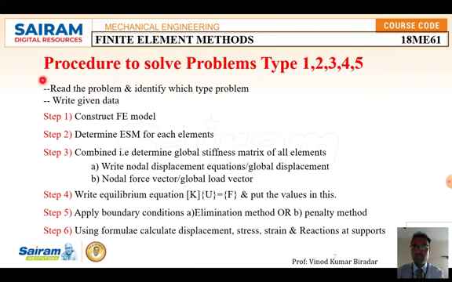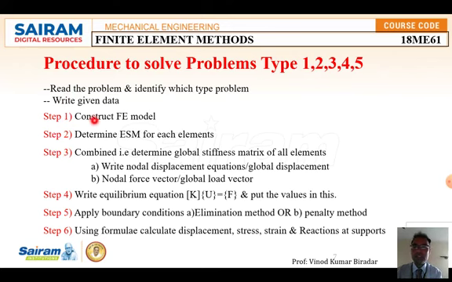First, read the problem and identify which type of problem it is. In the examination, when you look at the question paper, first read the problem and identify its type. Then write the given data and convert all the given data into one unit. Now you have to analyze and apply these 6 steps.